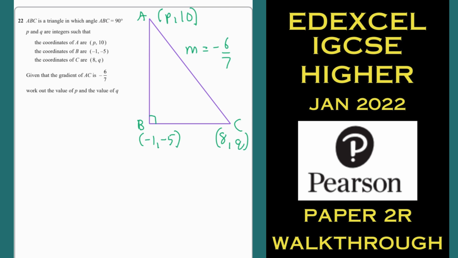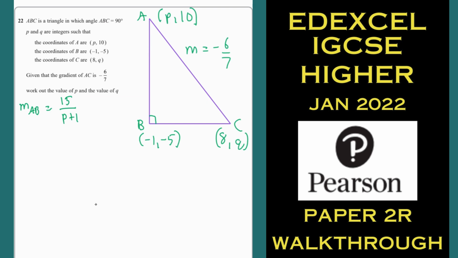But ultimately, it boils down to two unknowns. You're going to need two equations. In other words, it's a simultaneous equations question. But getting the two equations set up is very difficult. But let's do it. The gradient of A to B, so it's changing y's over changing x's. So it's 10, take away -5, P, take away -1.